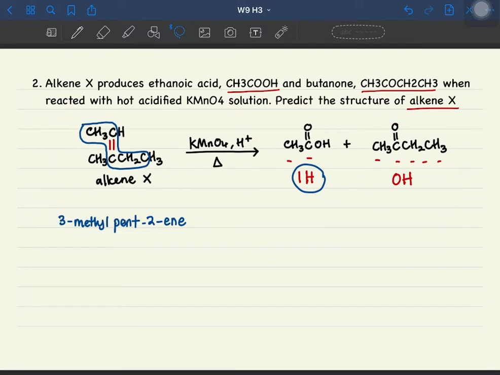So yeah, so this is going to be our alkene X of 3-methylpent-2-ene.